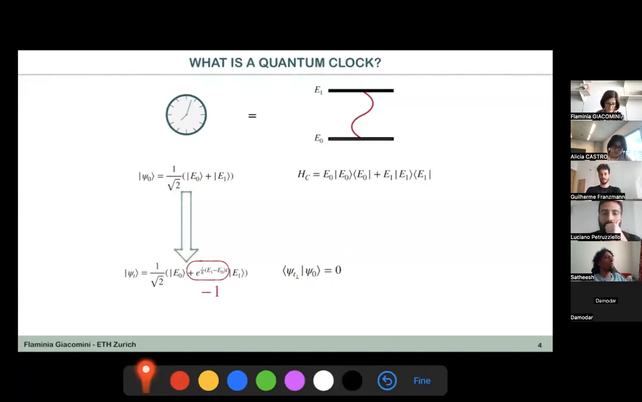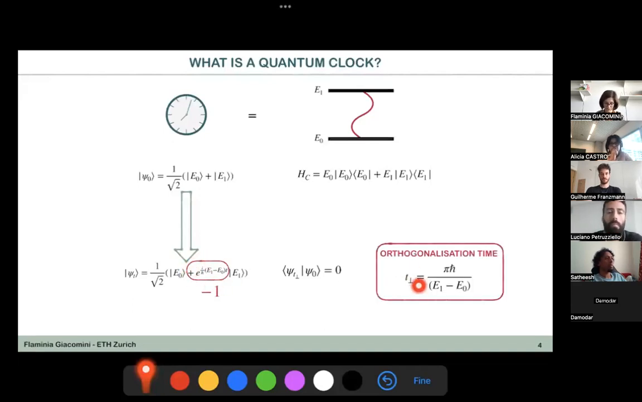Then we can just invert this relation and find that this orthogonalization time is pi h bar divided by the energy gap, E1 minus E0. So you see that if you want this clock to be precise, you have to increase the energy gap of the clock. Ideally, of course this is not possible in reality, but ideally you would like to make the energy gap infinitely large, in order to have an arbitrarily precise clock.